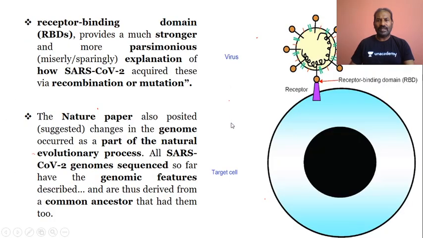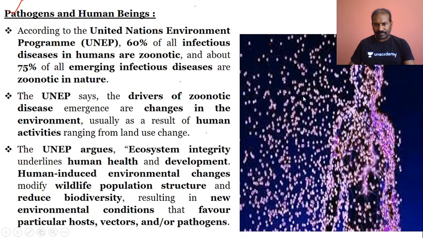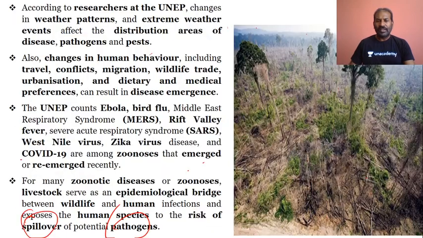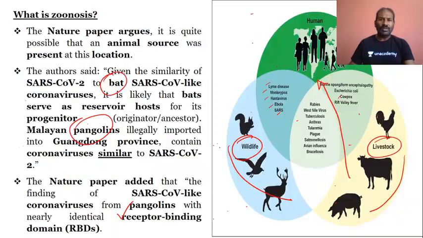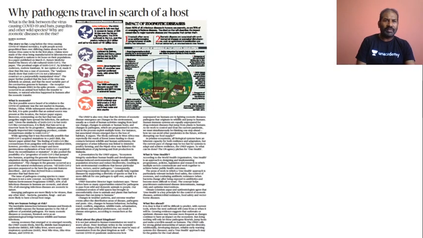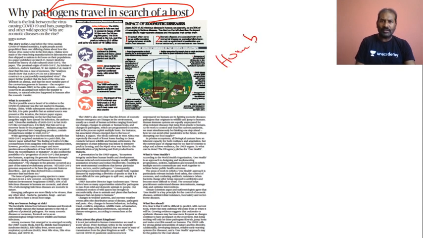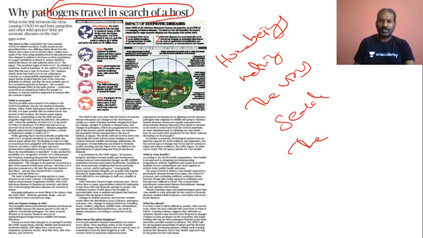And I hope this entire discussion, through the various pictorial representations, has really made you understand how the pathogens are traveling in search of a host. Definitely pathogens are traveling in search of a host, and then we human beings are making the virus search the host easily. It is we human beings, and we should stop that.